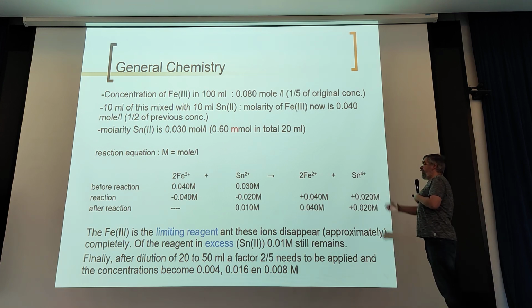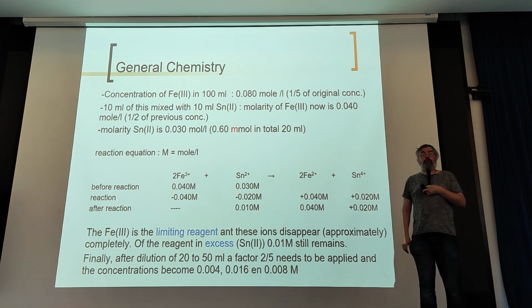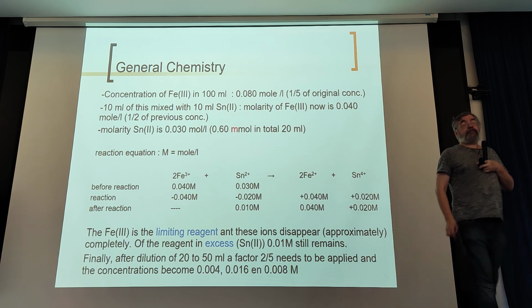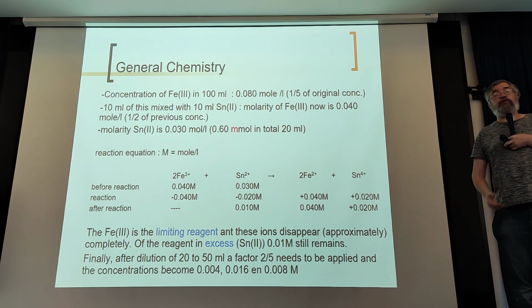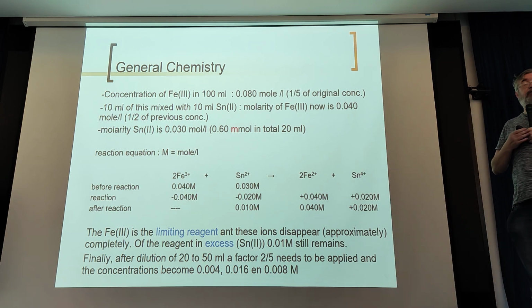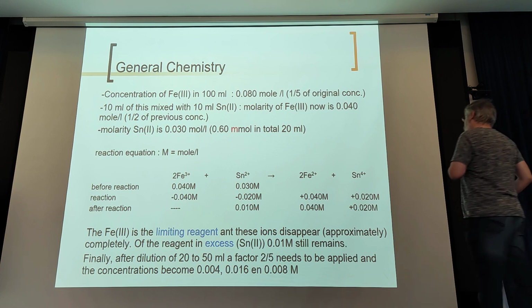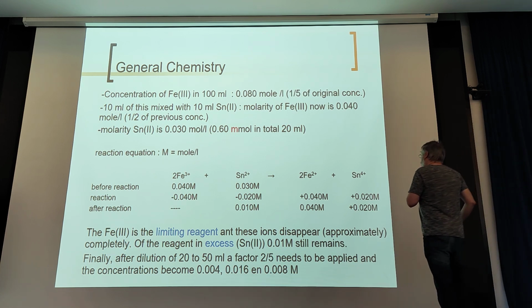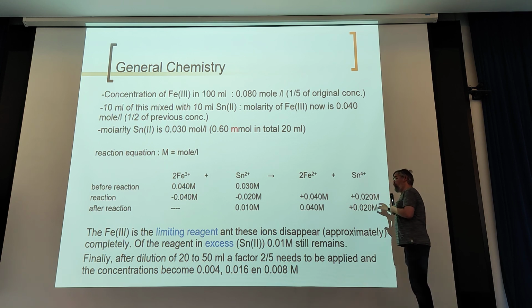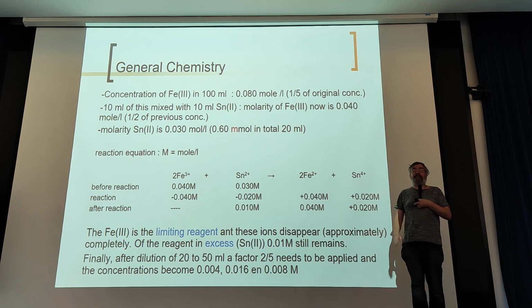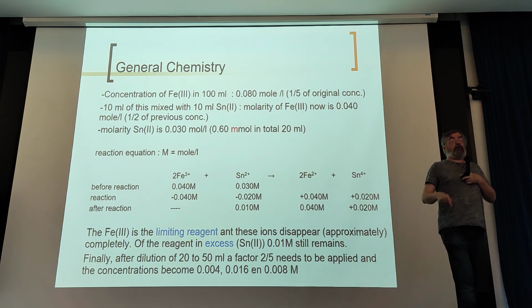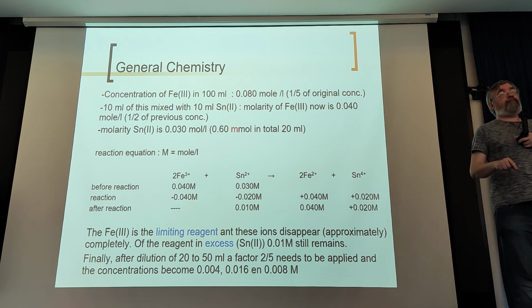So, you see the reagent in excess, tin2 plus, is staying behind after the reaction. This is typical for the reagents in excess. By the way, this is not the end, because we actually diluted the 20 milliliter to 50 milliliter, so we should not forget also to take that into account.